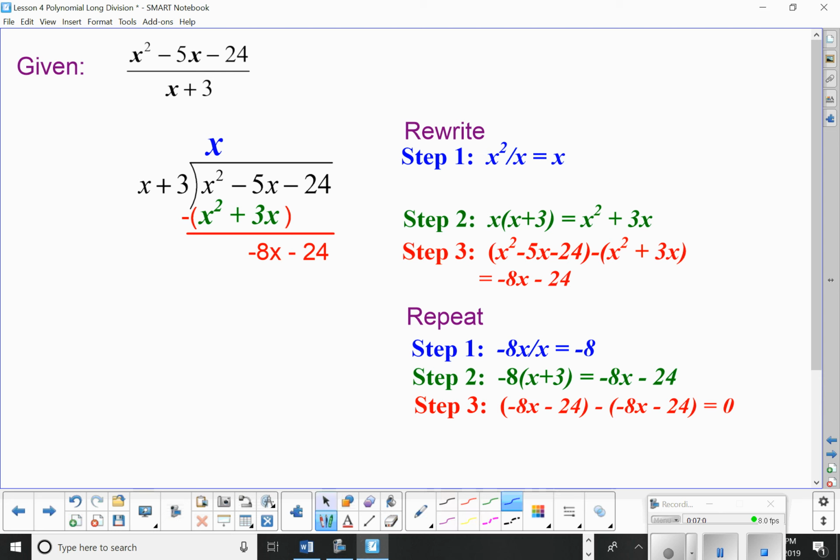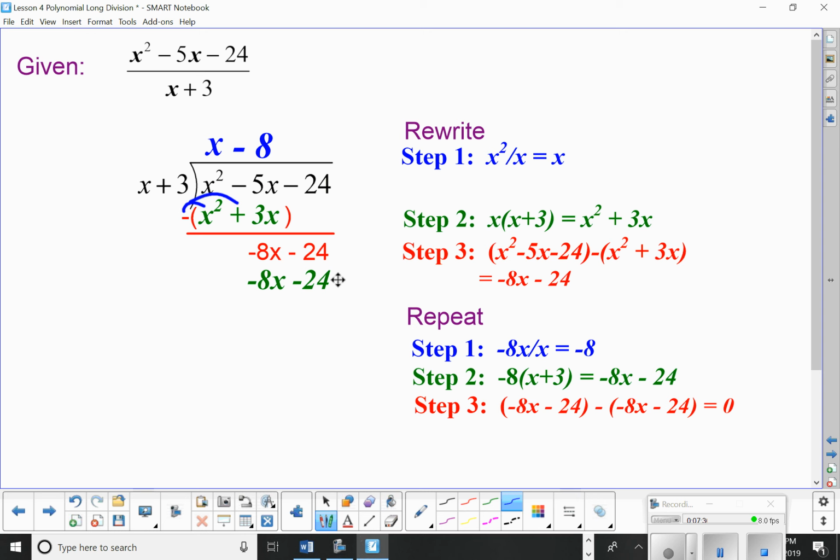Now, the next step is to subtract this x squared plus 3x. So I do the subtraction. Remember that I have to distribute that negative. So now I've got negative 8x minus 24. How many times will x go into negative 8x? Hopefully you said negative 8 times. Now negative 8 times x plus 3 gives me negative 8x minus 24.